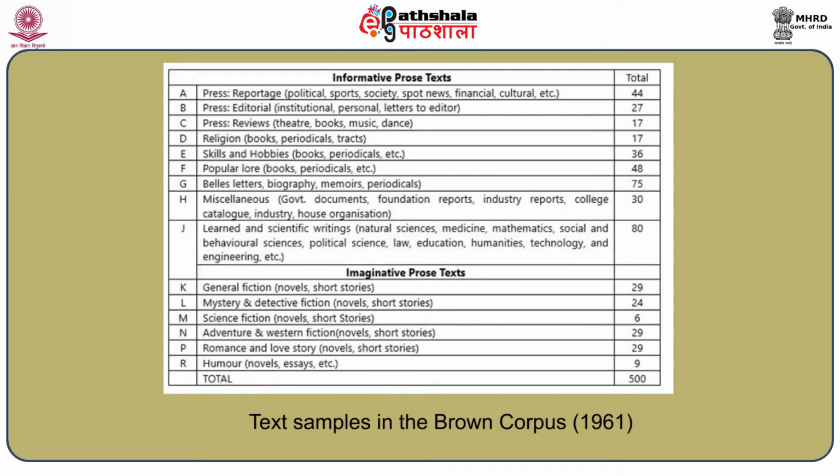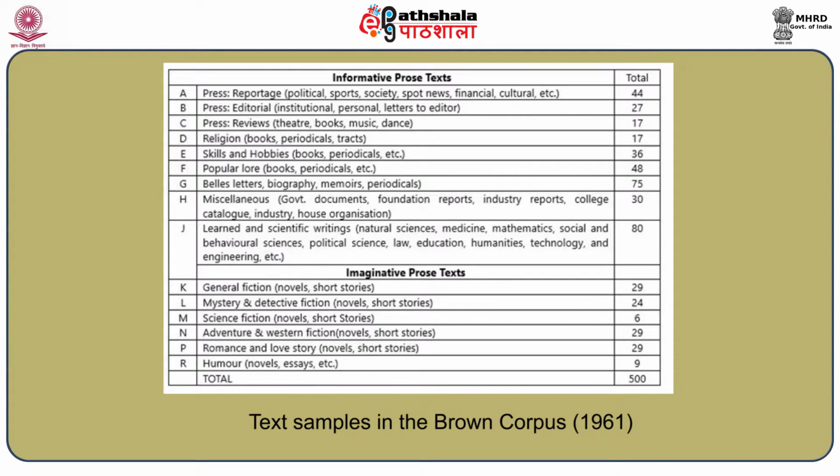17 texts were taken from religion, from books, periodicals and tracts. 36 texts were taken from skills and hobbies, mostly from books and periodicals. 48 texts were taken from popular lore. 75 texts were taken from belles lettres, biography, memoirs and periodicals.